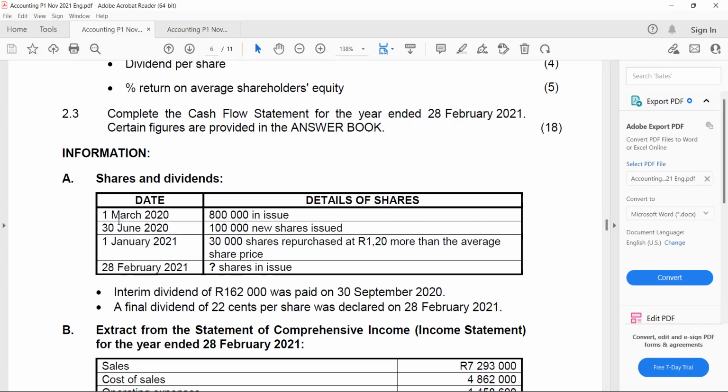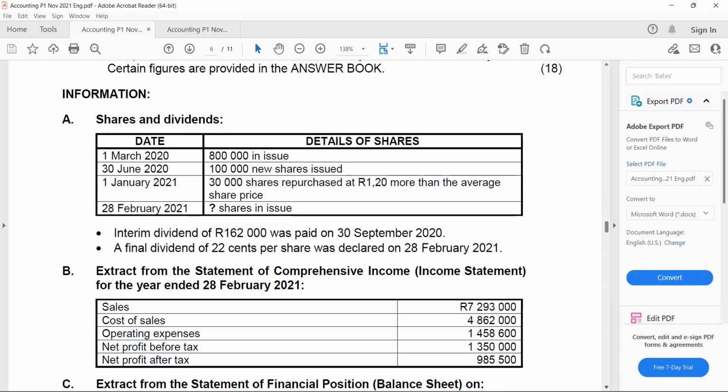So as soon as you hear about share repurchases in your information, always remember that up until the average share price, the deduction will be a credit to ordinary share capital. Anything in excess of that value will directly go into retained earnings. And then 28 February, there's a question mark on the number of shares issued.